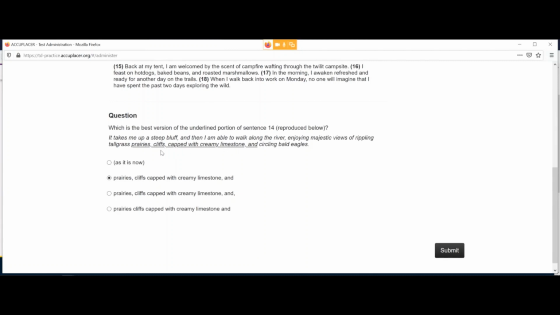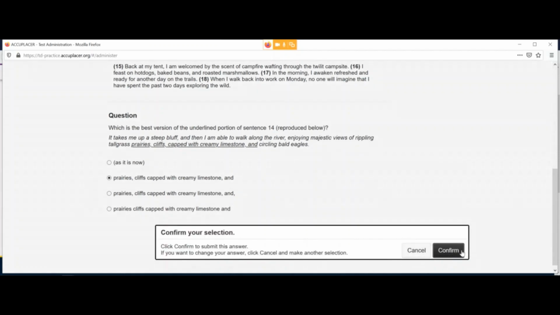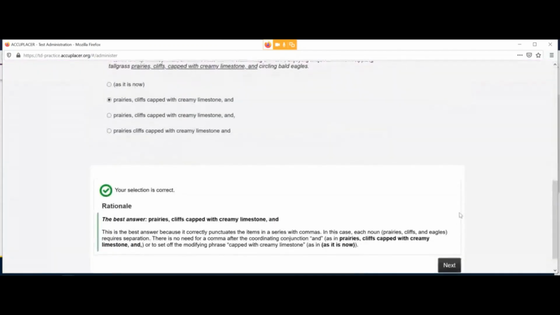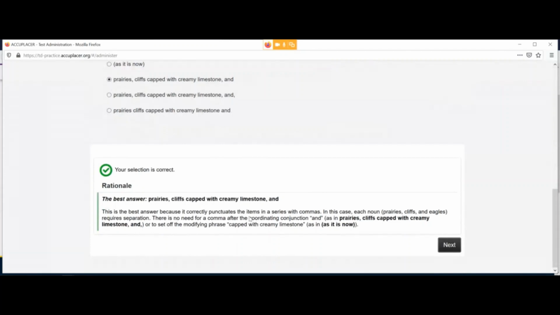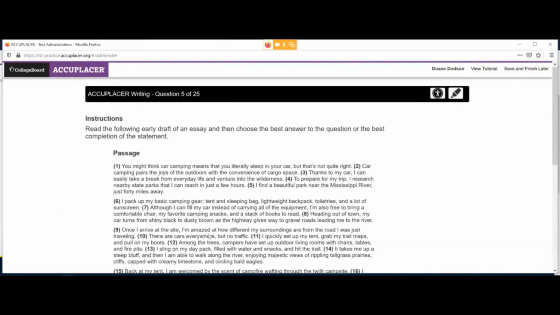So all of that needs to be one unit, which is what we have down here. So you need a comma after prairies, and then a comma after limestone, and then of course you have your last item. So this is our choice here. We go ahead and click submit. We click confirm, and aha, we are correct. And again, you can read this explanation on your own, but it essentially mirrors what I explained earlier. Let's move on. Okay, question 5 of 25.